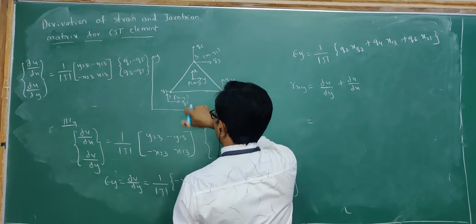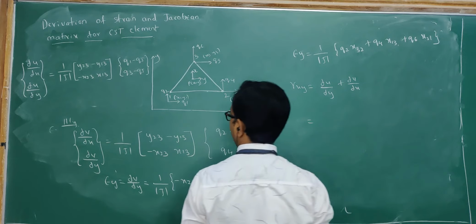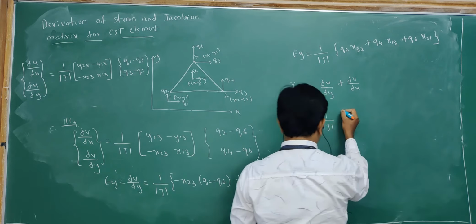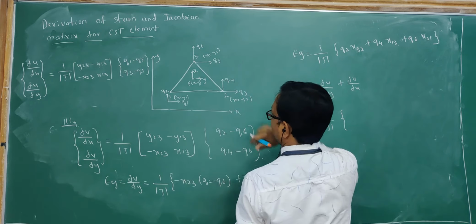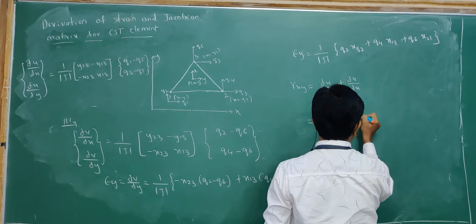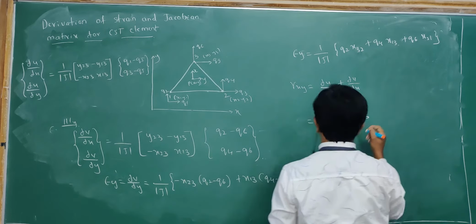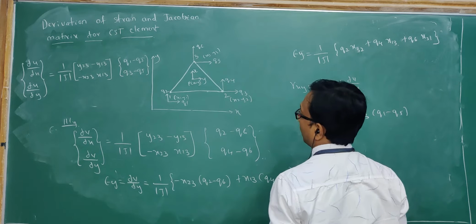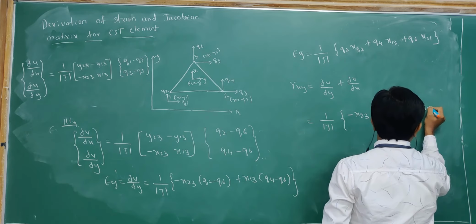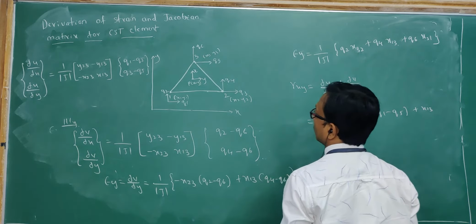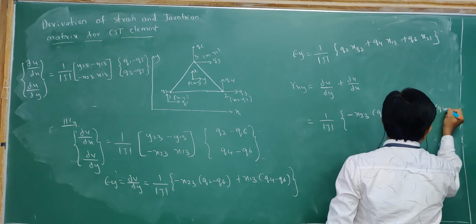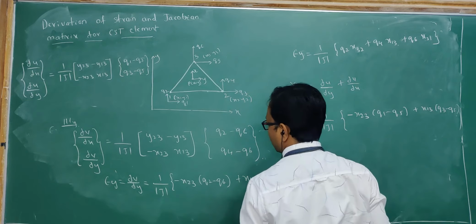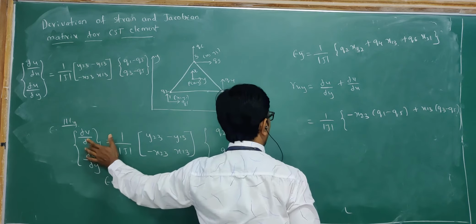When you multiply by the first, dou u by dou y, what you will be getting is 1 upon j into minus x23 into (y1 minus y5) (q1 minus q5) plus x13 (q3 minus q5). This is dou u by dou y from that particular equation. So when you see this equation, you have to find out dou v by dou x.